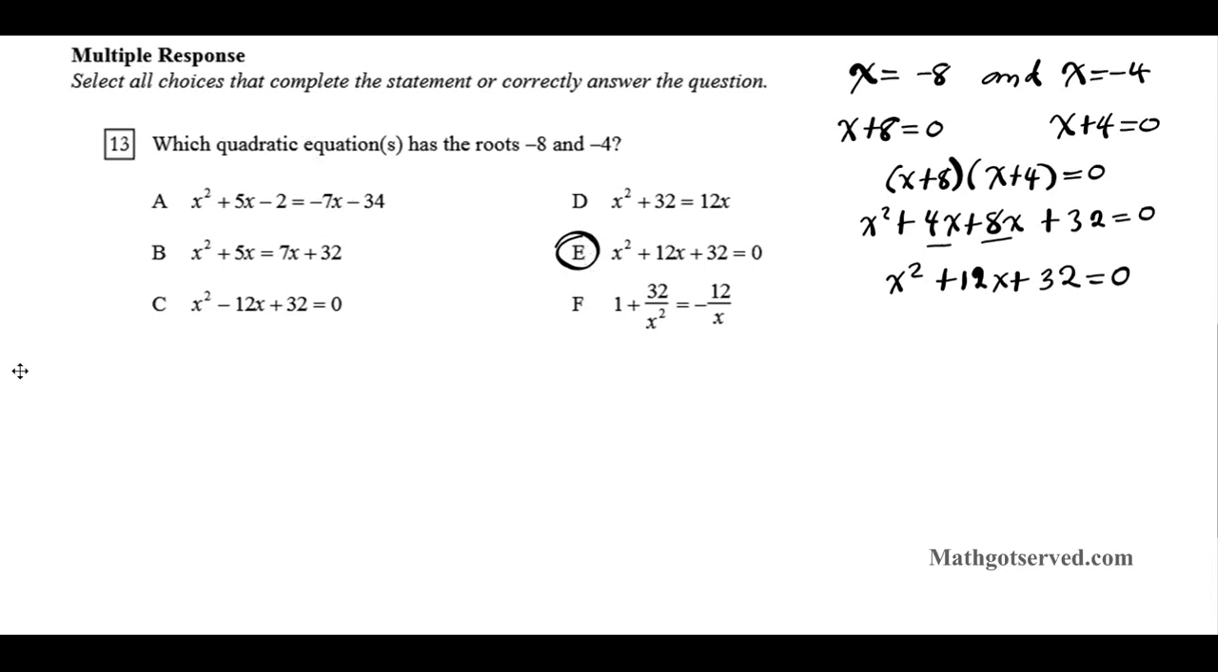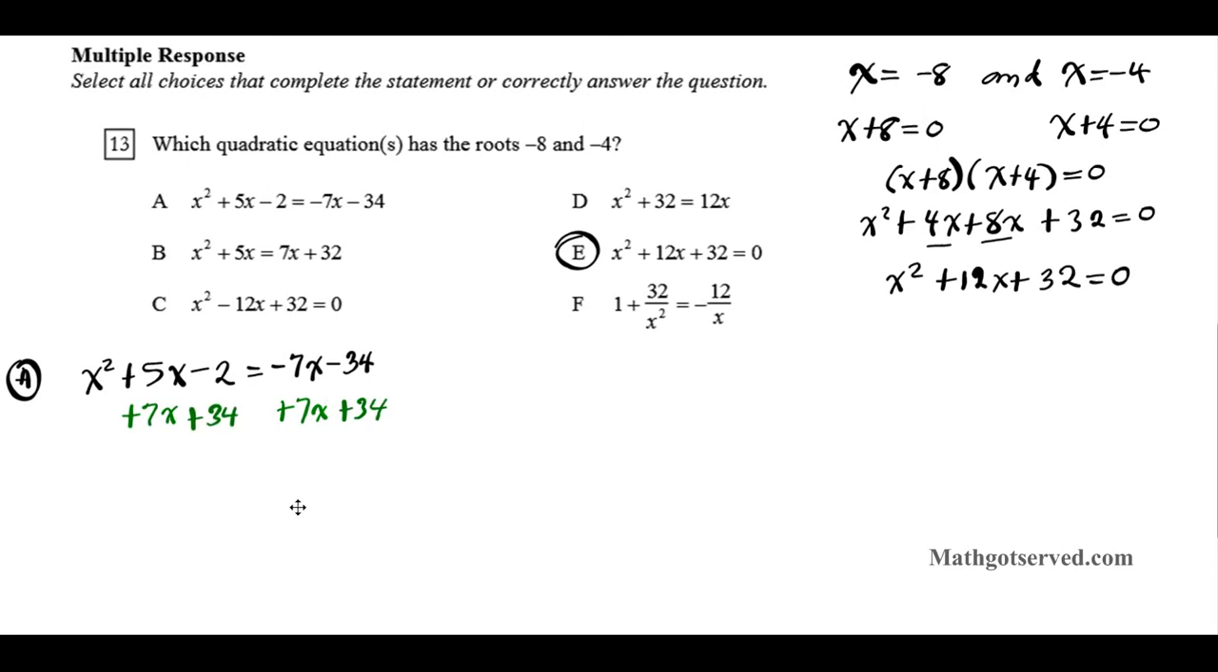Let's start with option A. Take a look at option A. We have x squared plus 5x minus 2 is equal to negative 7x minus 34. We want to put this in standard form, so to accomplish that, we'll simply add 7x to both sides and also add 34 to both sides.